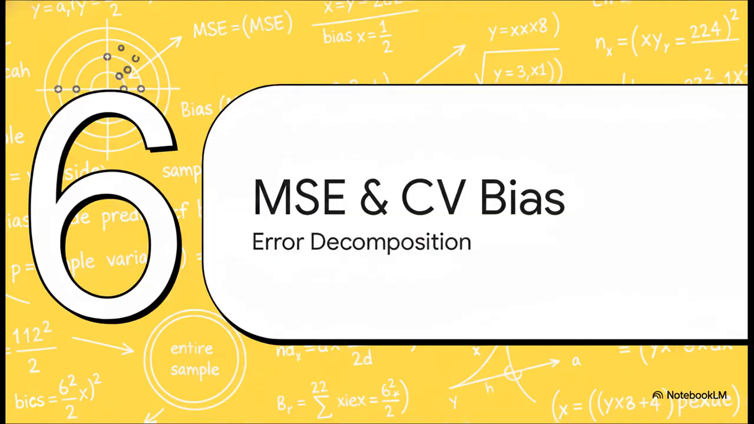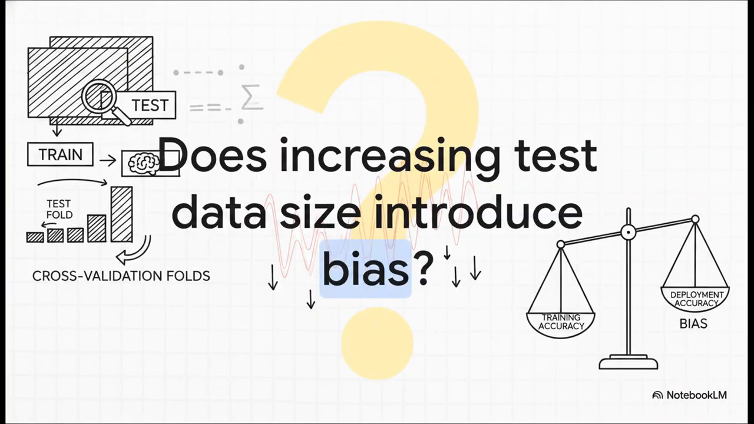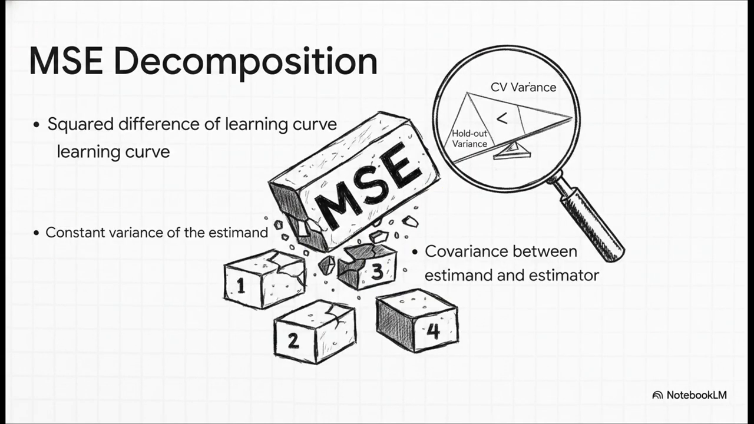Finally, Section 6, MSE and cross-validation bias. This brings us to a highly debated and complex question in theoretical machine learning. When we partition data for cross-validation, does increasing the size of that test fold, theoretically, introduce bias against the model we ultimately want to deploy? By decomposing the MSE equation, we find the absolute mathematical truth. The expectation of the squared difference between the true estimand and our estimator breaks into 4 strict terms.